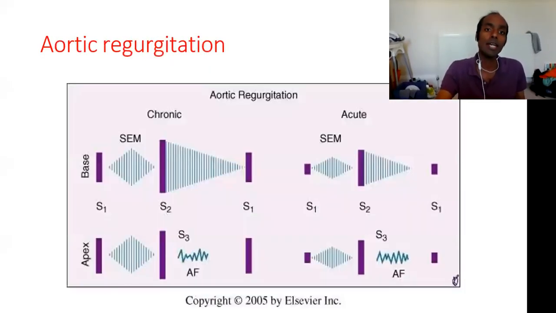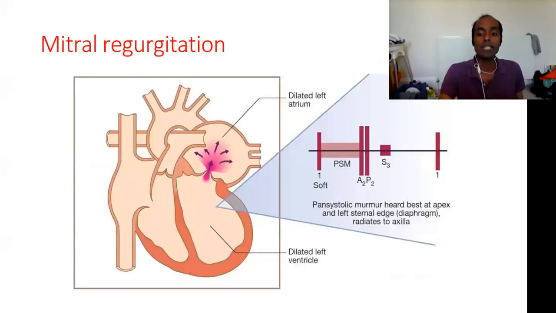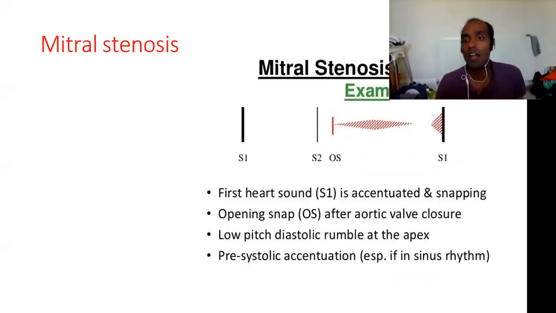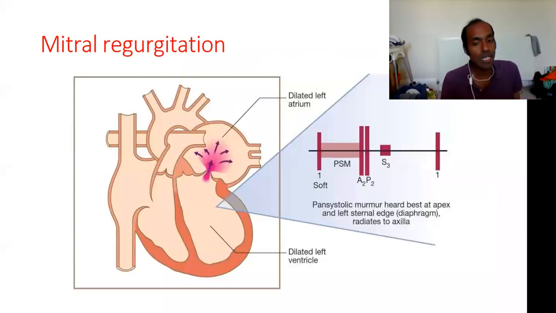Okay, auscultatory findings. Mitral stenosis, the murmur occurs due to flow across the mitral valve during diastole. So it is a mid-diastolic murmur, rumbling, low-pitched. Mitral regurgitation is during systole that the valve leaks back, and that is a pansystolic murmur radiating to the axilla.